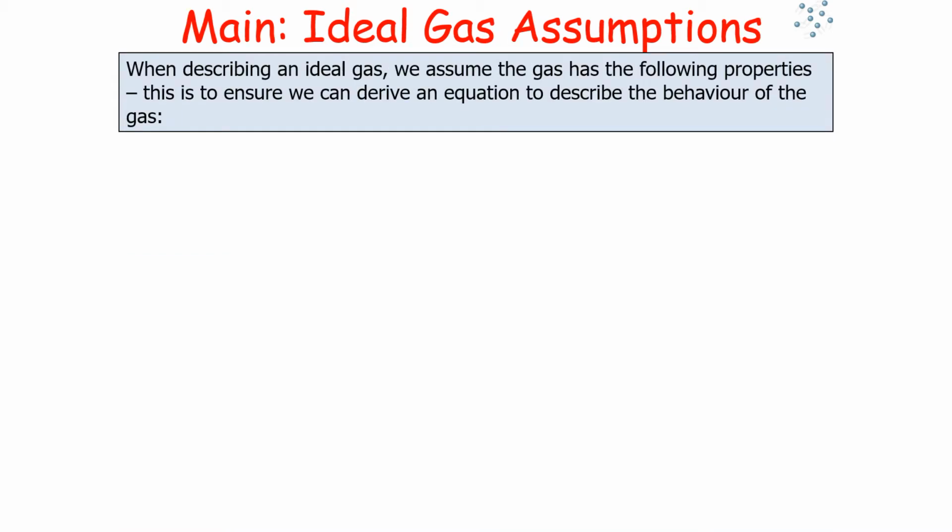So when describing an ideal gas, we assume the gas has the following properties, which is to ensure we can derive an equation to describe the property of a gas.